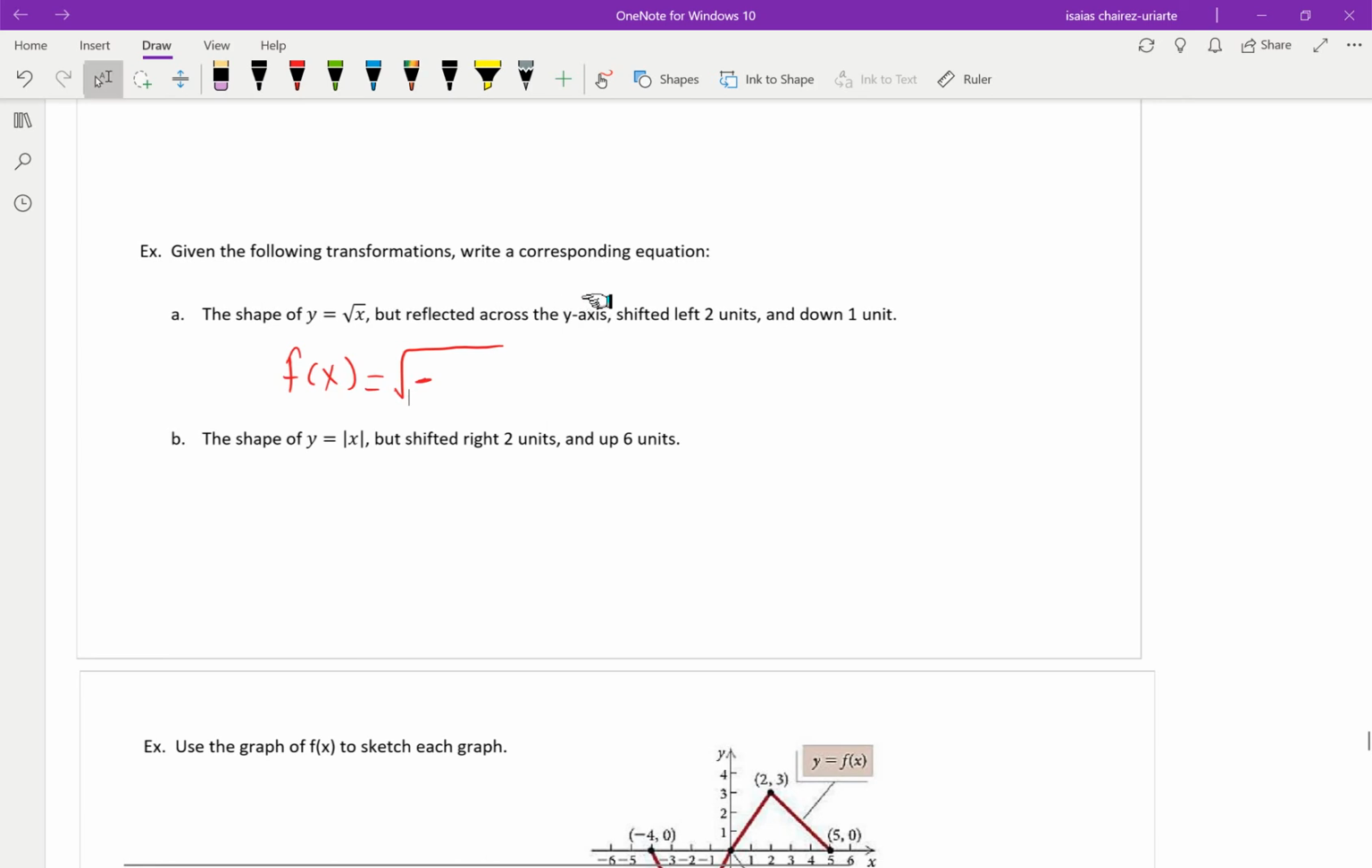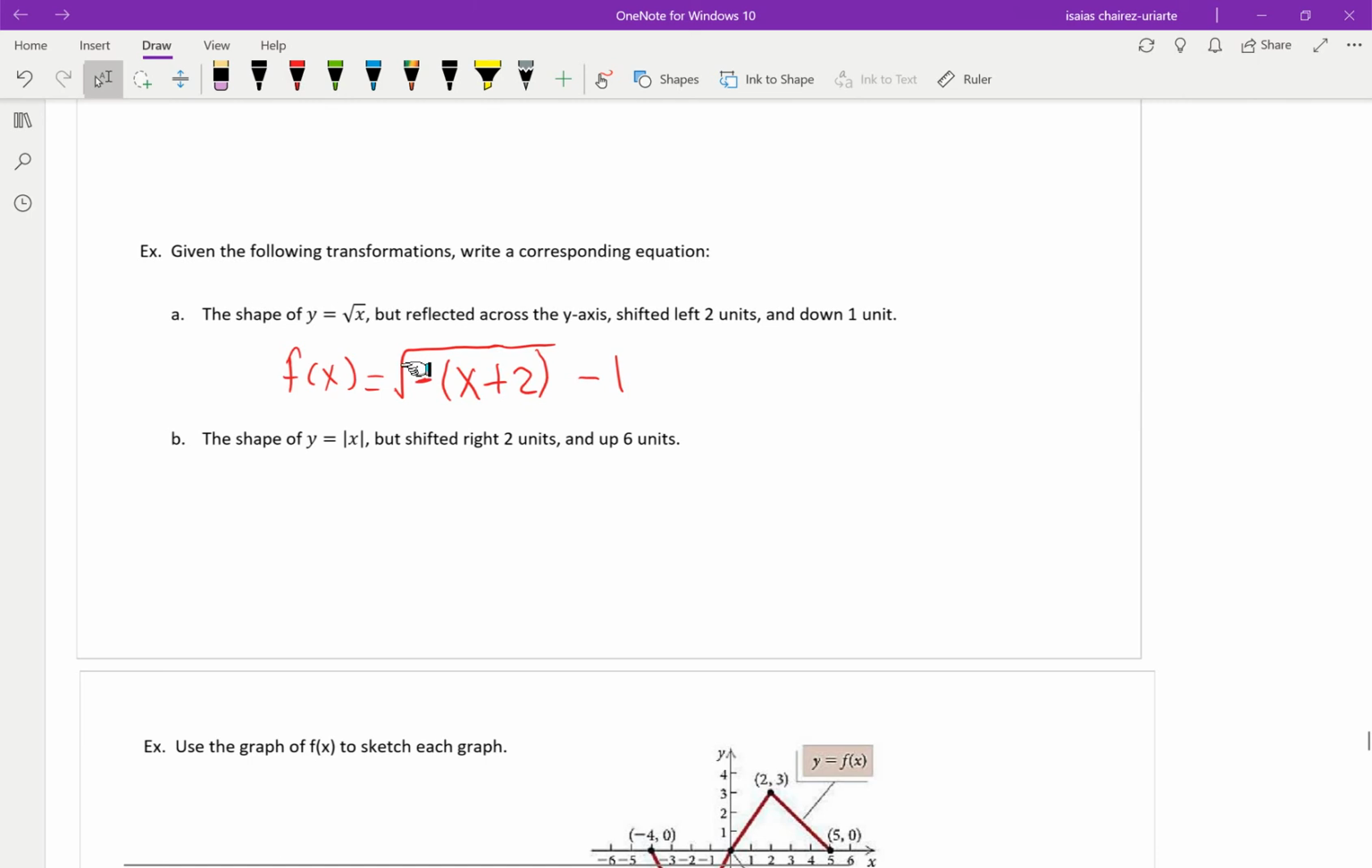And then with that negative, now I need to shift to the left 2 units. So I'm going to open a parenthesis inside here, and I'm going to say x plus 2. As you see, the x plus 2 is 2 units to the left. And then outside of the square root, I'm going to say minus 1. Yeah, and this is correct right here.